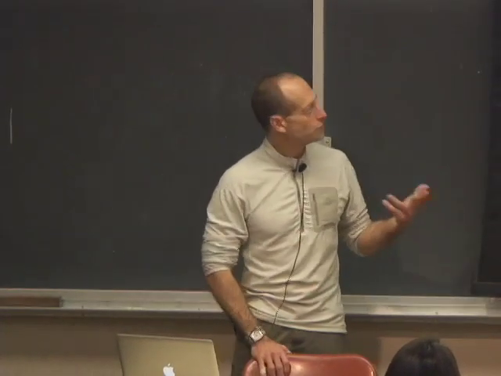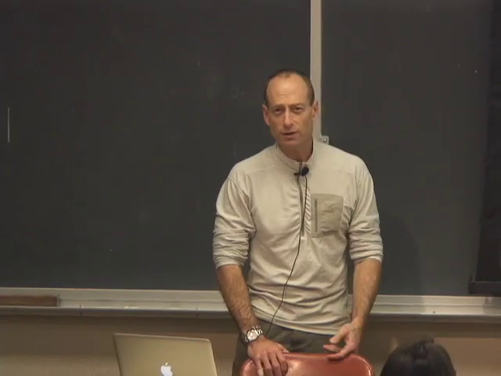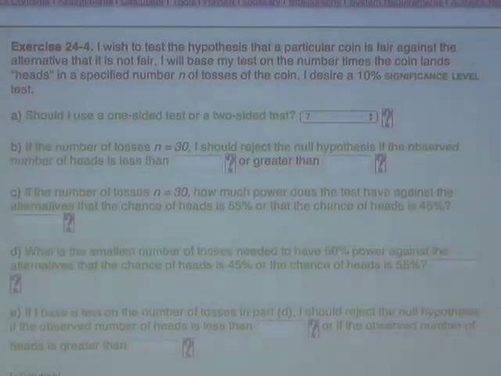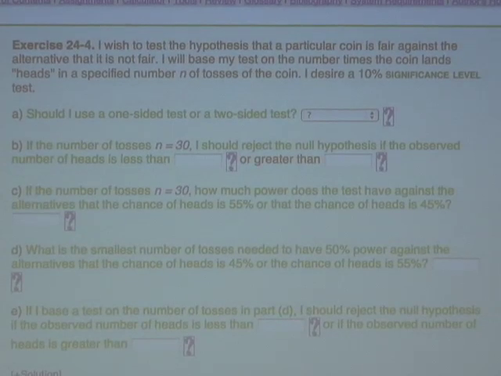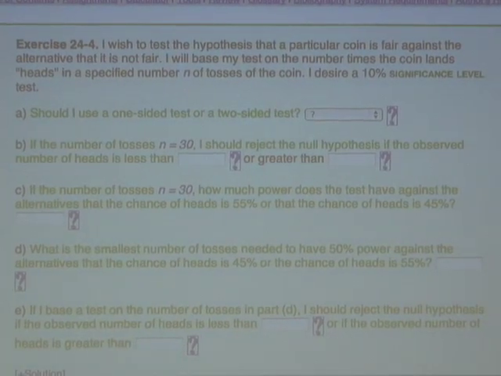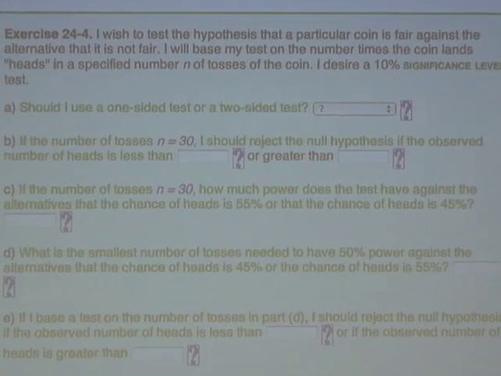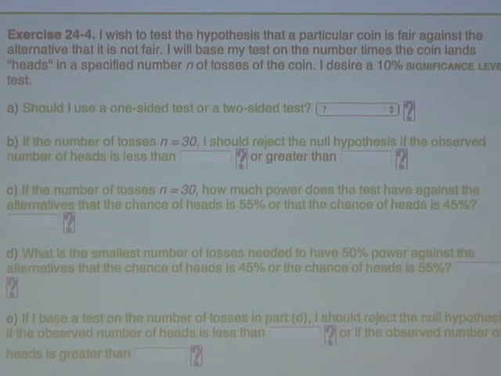Is the alternative a one-sided alternative or a two-sided alternative? Coin is fair means probability of heads is half, right? Not fair could be probability of heads is bigger than a half or probability of heads is smaller than a half. I'm going to base the test on the number of times the coin lands heads in some number n of tosses, and I want to test at 10% significance level.